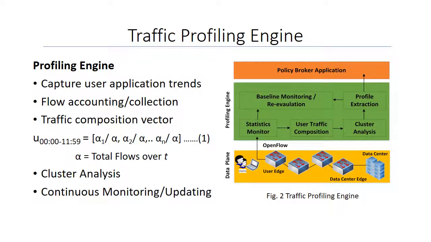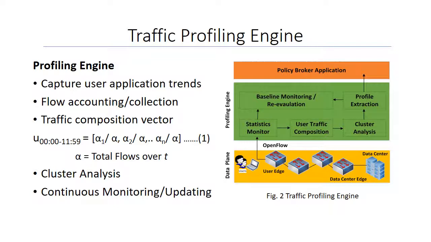So the design comprises two different components, a traffic profiling engine and a policy broker application. The traffic profiling engine is given in figure number 2, and this is responsible for capturing user application trends in our campus environments. To profile users, the ratio of user-generated flows towards each of the campus application servers or the internet is compared against the total flows generated by the respective user over any given time period. Flow accounting and collection is done using the OpenFlow protocol.